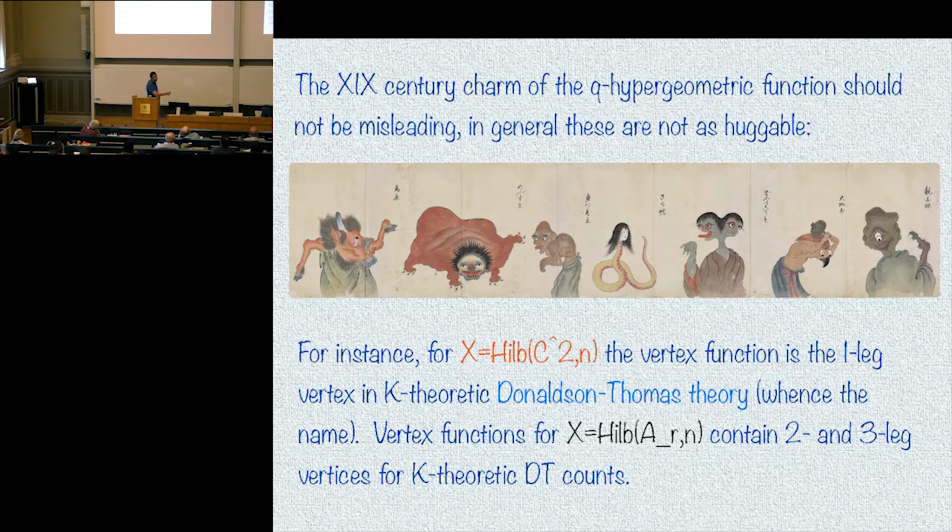Anyway, in particular, the first animal beyond the classical thing you'll find has to do with the Hilbert scheme of points, and then the vertex function is really just this one-leg vertex in the full K-theoretic Donaldson-Thomas theory, which is why we use this name. And more complicated ones contain all the 2- and 3-leg vertices. I'm not going to ask you to raise your hand if you ever computed with these objects, but if you did, it's not a simple object.